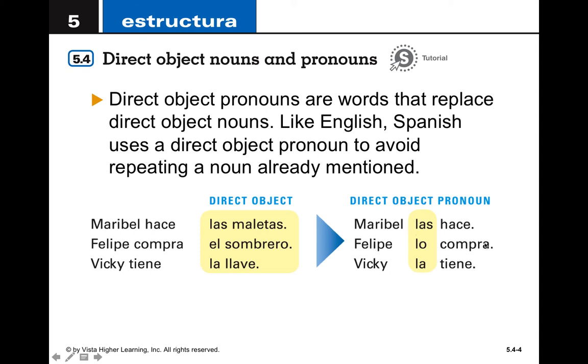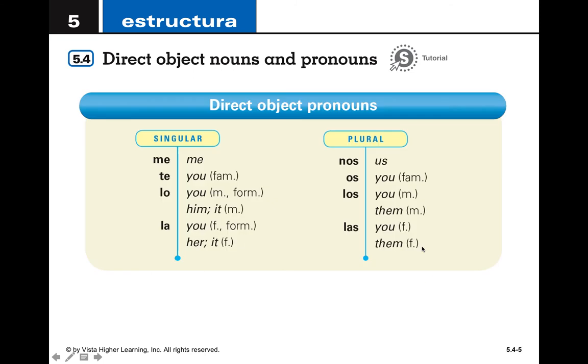So the order in Spanish is different than English, right? In English, the it comes after the verb, but not in Spanish. Vicky tiene la llave, right? So she has the key. Vicky la tiene. All right, so we notice that las and la stays the same. La and la stays the same. The only difference is when it's el. El turns into lo. And that's broken down here for you, okay?